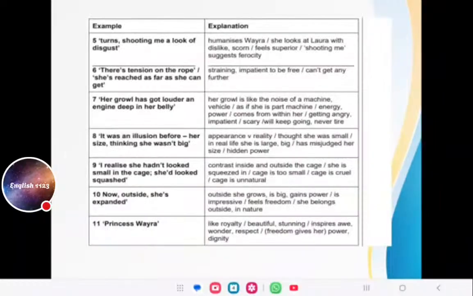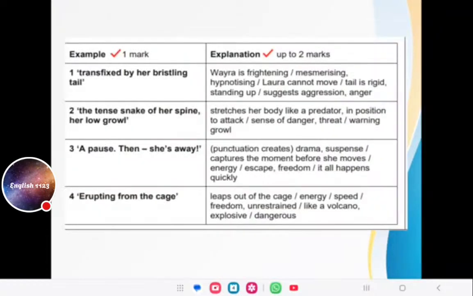11 examples you can take of Princess Vera, and another very beautiful example. So all the examples are copied from the text. They are a copy of the words given in the text. We have taken them out and then explanations are written in front of them. Like erupting from the cage is leaps out of the cage, energy, speed, freedom, unrestrained, like a volcano, explosive, dangerous.